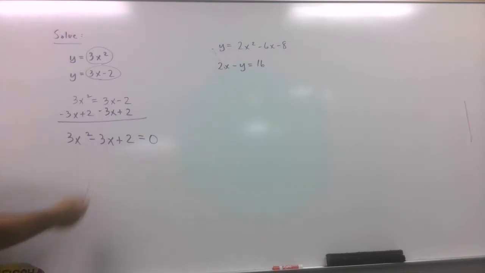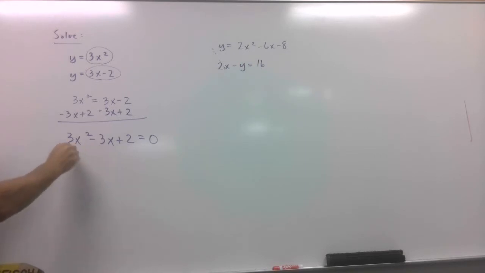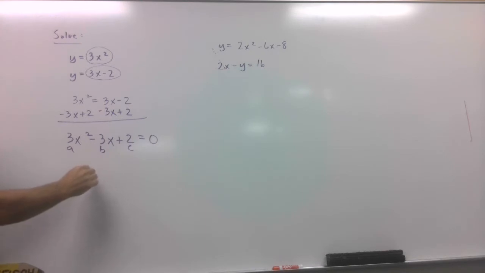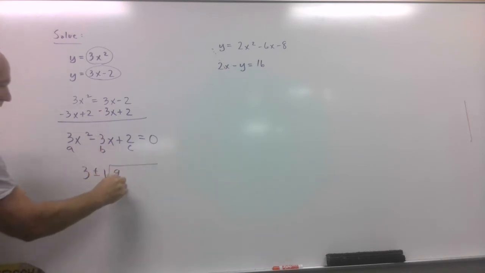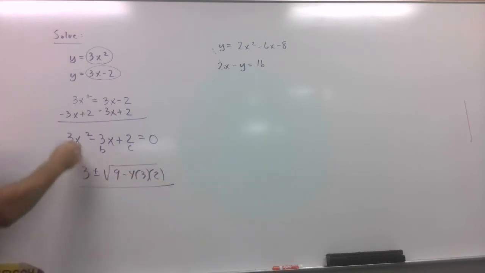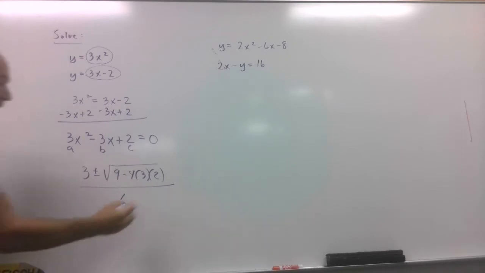And doesn't look like that's going to be too factorable. It's not going to work too well. So I'm going to use good old quadratic formula. Here's my a, b, and c. So negative b would be 3 plus or minus the square root of b squared, which is 9, minus 4 times a times c all over 2a, which is 6. And if I can simplify this, I'm on my way.